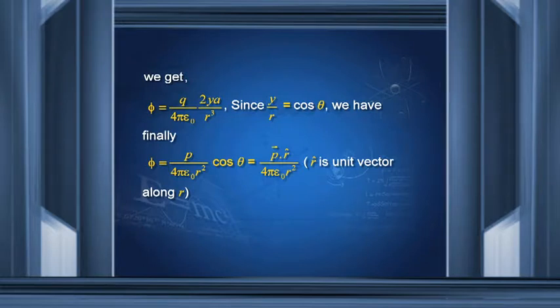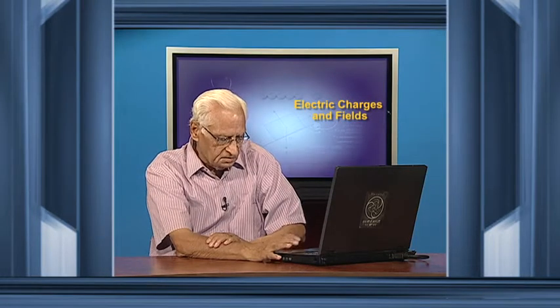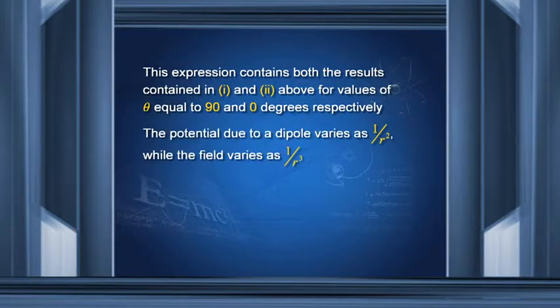And in terms of vectors, since r cap is a unit vector, we can write cosine theta as p vector dot r cap, and divide by 4 pi epsilon 0 r squared. So, that is the potential at any arbitrary point. The expression contains both the results. If you put theta equal to 90 degrees, you will get the result for the equatorial line, and if you put theta equal to 0, you will get the result for the axial line. An important thing to notice is that the potential due to a dipole varies as 1 by r squared, whereas if you remember the expression for the electric field, it varies as 1 by r cubed.